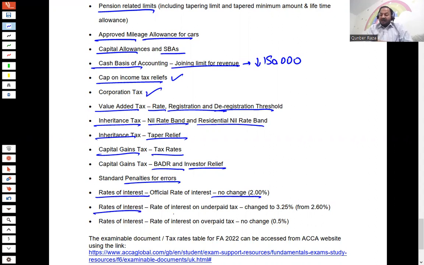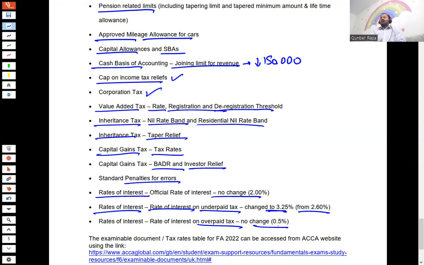The rate of interest on underpaid tax, there is a small change. It is now 3.2%, and previously it was 2.6%. If you recall, this standard rate of interest is applicable on all kinds of late payments or underpayments. On overpaid tax, HMRC refunds me and the refund percentage is the same at 0.5%. So nothing major changes in this Finance Act.